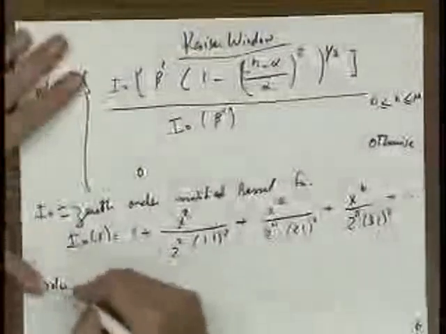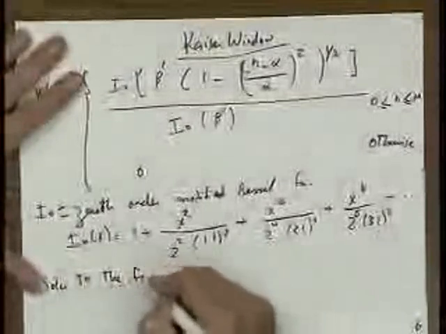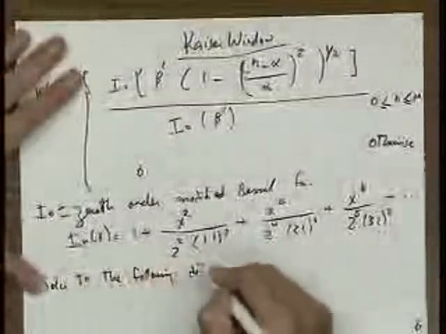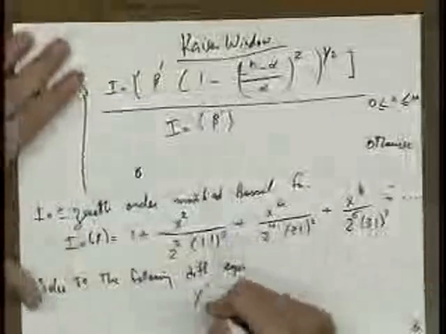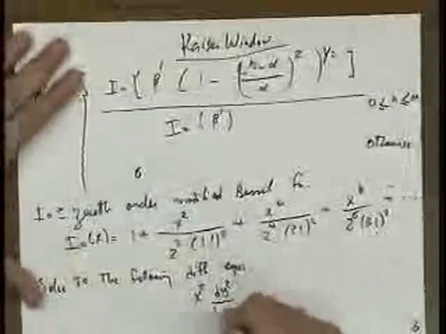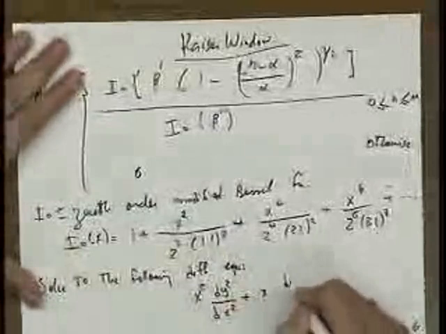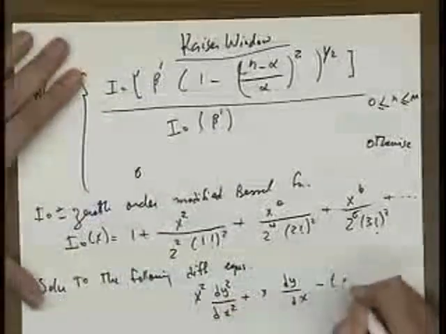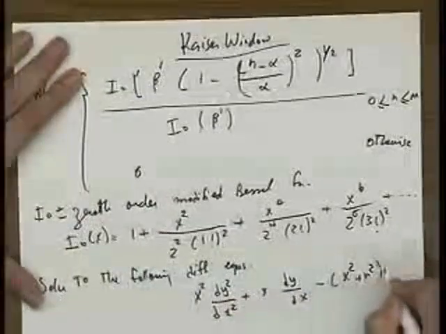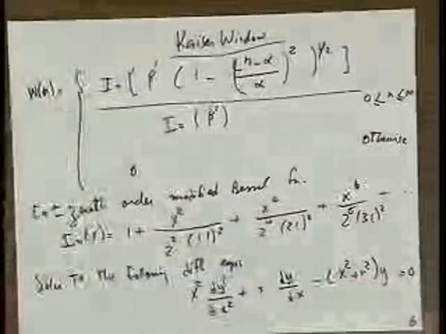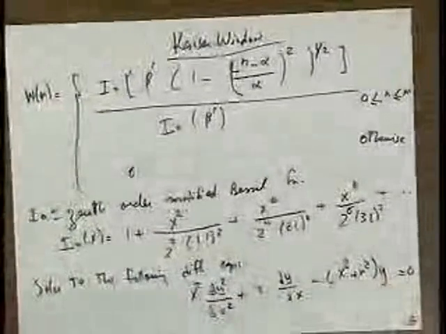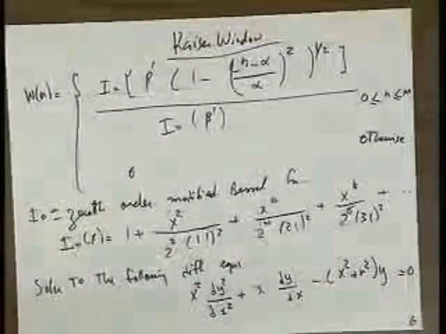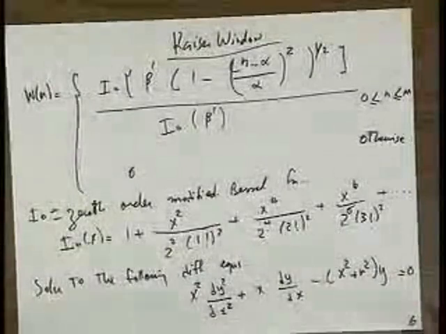Okay, so it's a solution to the following differential equation. It's x squared d squared y over dx squared plus x dy over dx minus (x squared plus n squared) y equals 0. And is this a linear constant coefficient differential equation? No, absolutely not. It's a hard differential equation.